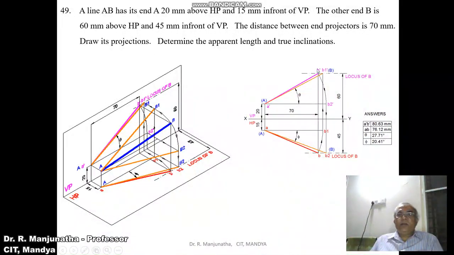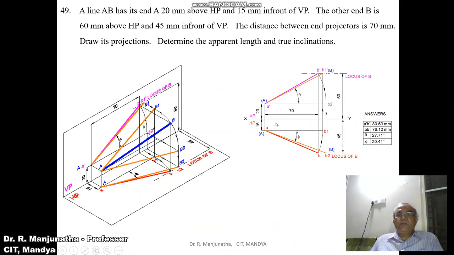Then this point will be B dash, which will be in the front view, and this point is going to be B in the top view. Then join A dash B dash with a dark line and AB with a dark line. Now we have marked AB and A dash B dash, and mark capital A and capital B here.